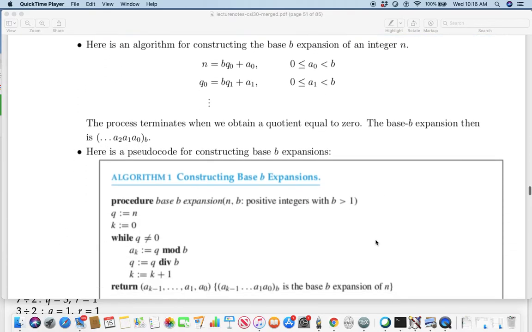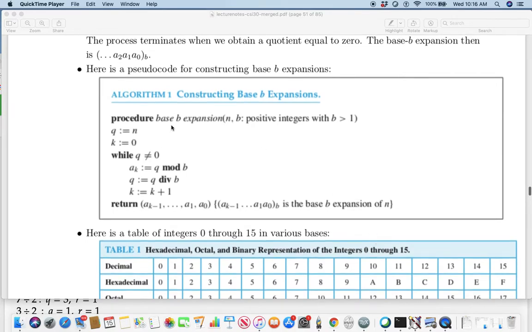Okay. So procedure, base b expansion. This is a pseudocode. The name of the procedure is base b expansion. What are the inputs? n, the integer you wish to expand, and b, the base. They are both positive integers with the base being greater than 1. Start with q to be n. So that's your quotient, right? And k to be 0.